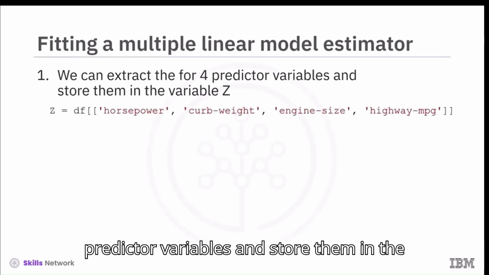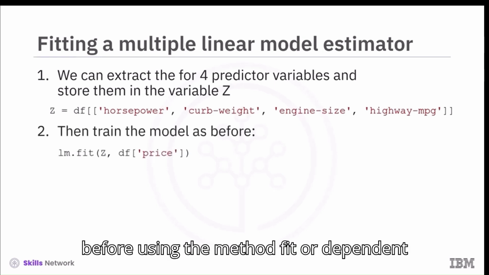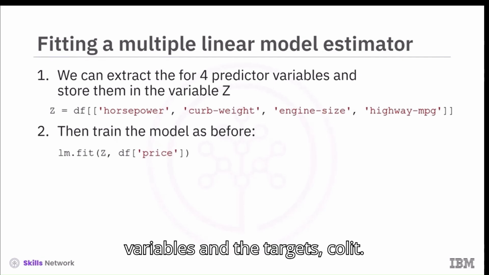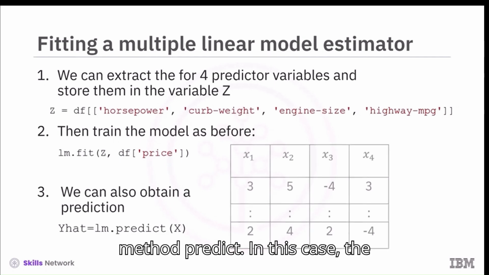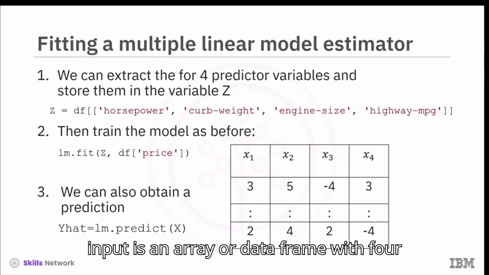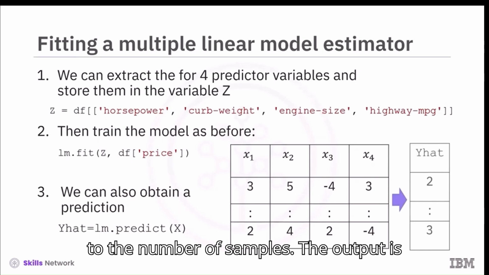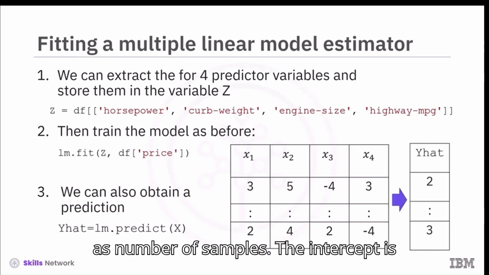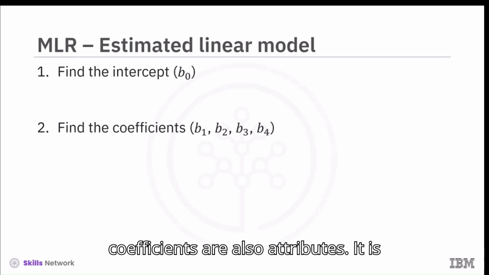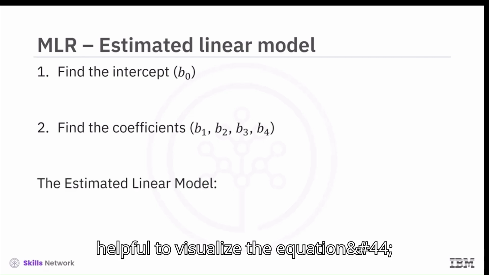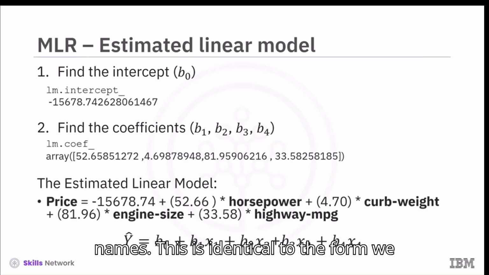We can extract the 4 predictor variables and store them in the variable z, then train the model as before using the method fit with the dependent variables and the targets. We can also obtain a prediction using the method predict. In this case, the input is an array or data frame with 4 columns. The number of rows corresponds to the number of samples. The output is an array with the same number of elements as number of samples. The intercept is an attribute of the object, and the coefficients are also attributes. It is helpful to visualize the equation, replacing the variable names with actual names. This is identical to the form we discussed earlier.